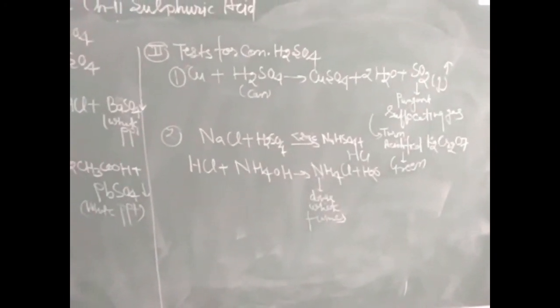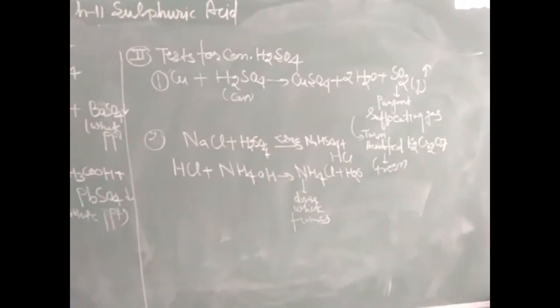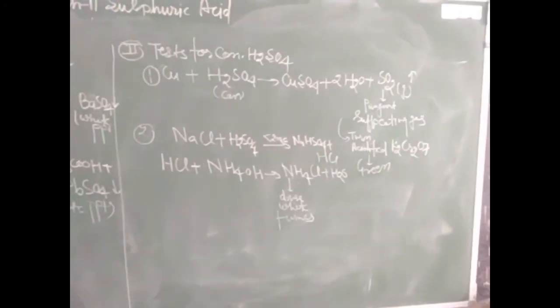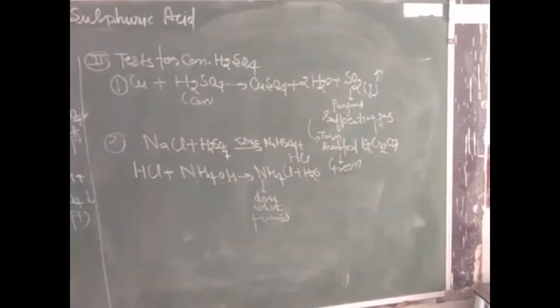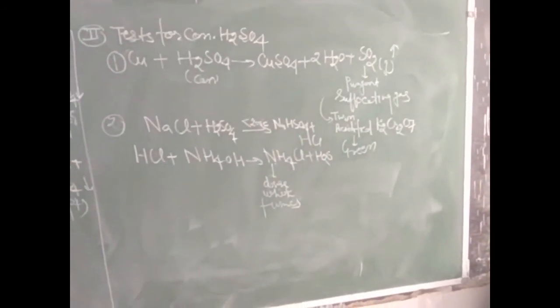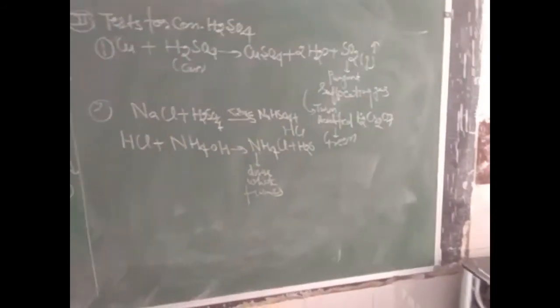Now dear students, we will discuss the test for concentrated sulfuric acid. When concentrated sulfuric acid is treated with copper pieces, we observe the formation of copper sulfate along with the release of sulfur dioxide, a pungent, suffocating gas which turns acidified potassium dichromate green.